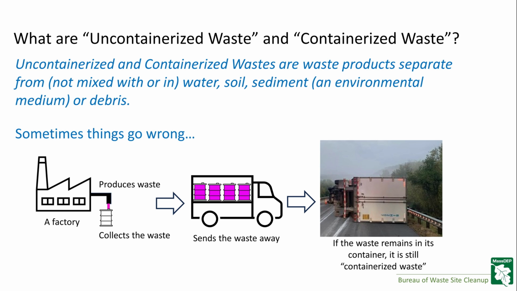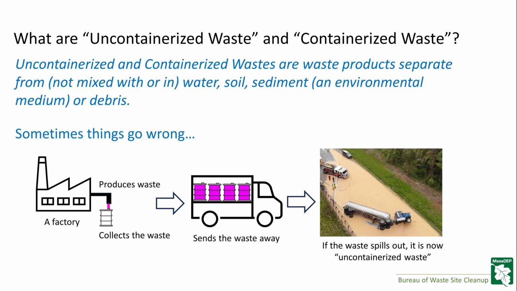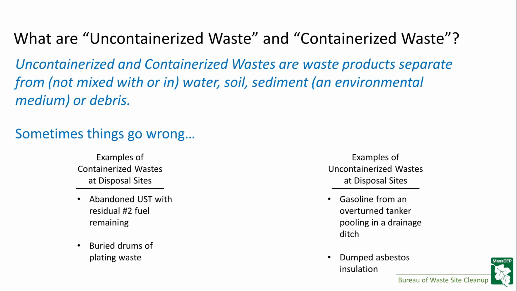Throughout this, the containerized waste remained containerized waste. If we're unlucky, our tanks rupture and our waste spills out across the road. It is now uncontainerized waste, and depending upon where it ends up, we may have a big problem. Here at MassDEP, we do receive a lot of notifications for overturned tractor-trailer trucks or tankers that have spilled some of their contents. This is a very common scenario.